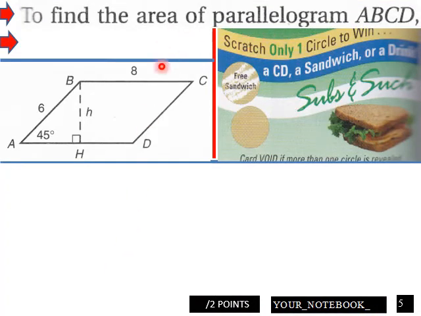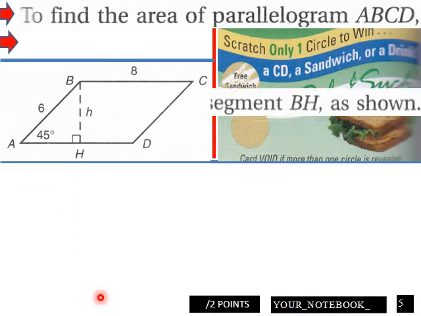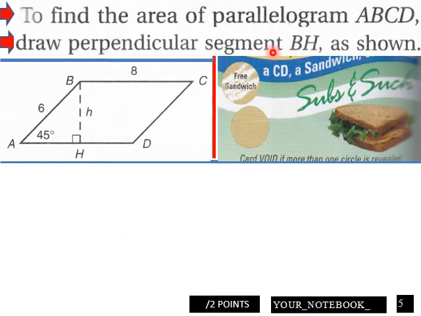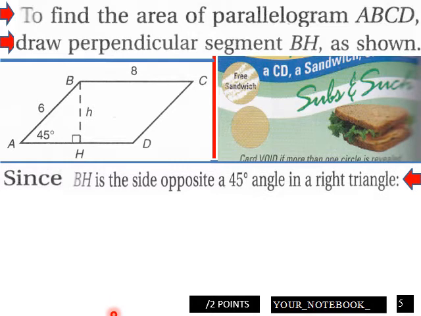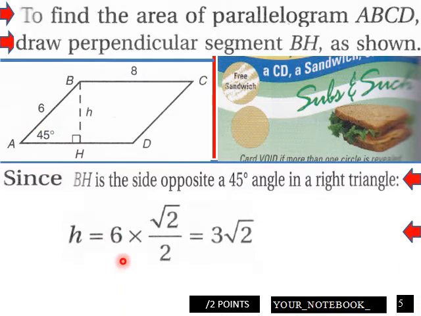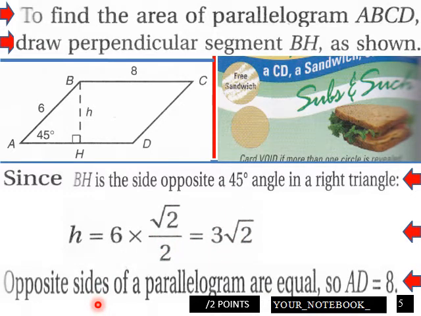To find the area of a parallelogram ABCD, draw a perpendicular segment BH as shown here. So we go from this vertex down to the base. Since BH is the side opposite the 45 degree angle in a right triangle, H would equal 6 times square root of 2 over 2, which equals 3 times square root of 2. Opposite sides of a parallelogram are equal, so AD would equal 8.